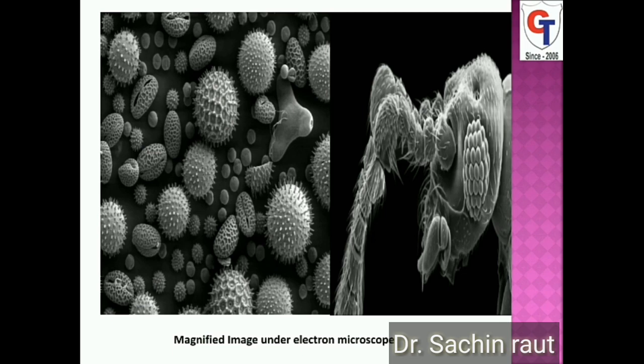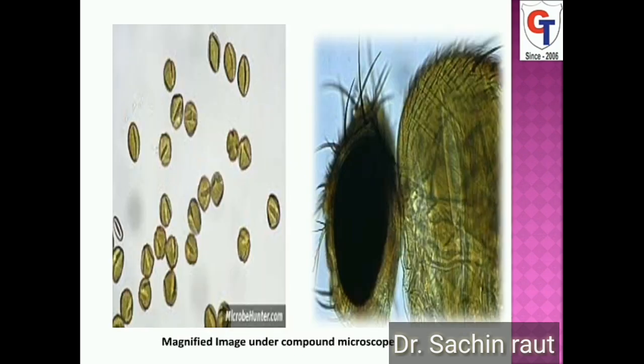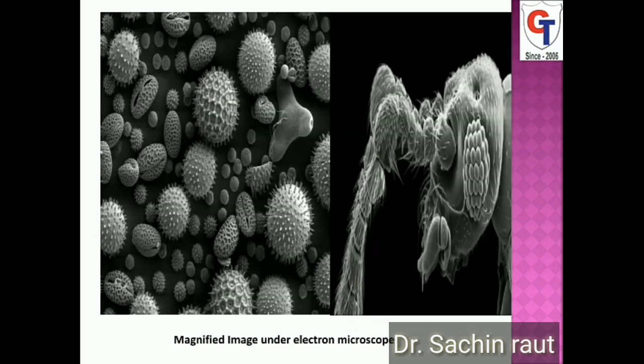So now you can easily observe the image. So first diagram shows a pollen grain diagram. This pollen grain diagram in compound microscope is showing this type, but now in electron microscope we can easily observe each and every microscopic structure.